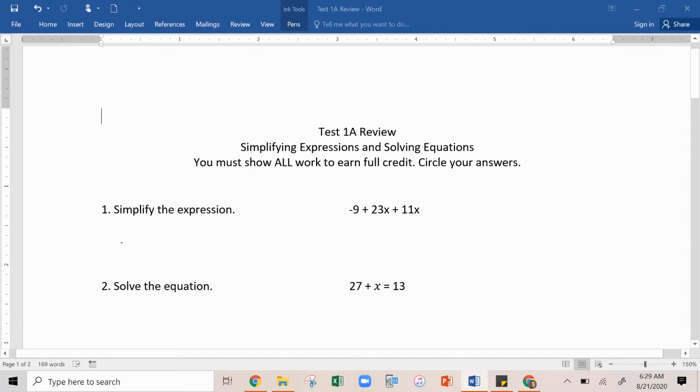Okay, here we go. So the first one, you're going to have to be able to simplify the following expression. So remember, this is simplifying. This is just combining like terms and distributive property. You don't have to solve anything because there's no equal sign on this one. And so what can I put together? Well, I have 23x and I have 11x. Those can go together. So I'm going to write down the -9. And then 23x's and 11x's would give me 34x's. And now I can't put these together, so I'm done. That's as simple as I can get it.